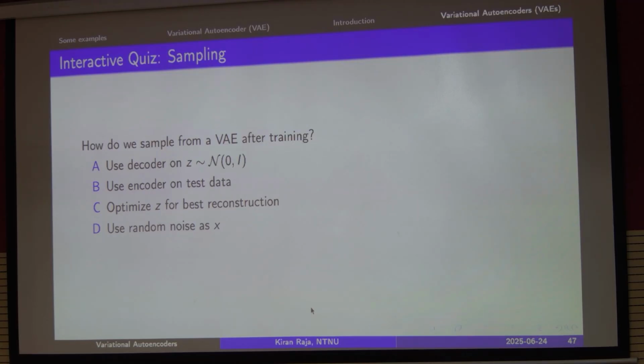So remember, we had the encoder, input image, encoder, latent space, decoder, and the output. To use, are we going to use the decoder, or are we going to use the encoder on the test data, or try to optimize Z for the best reconstruction, or just use a random noise X? Reasoning for that? How many of you think A? Can you give me any reason for that?